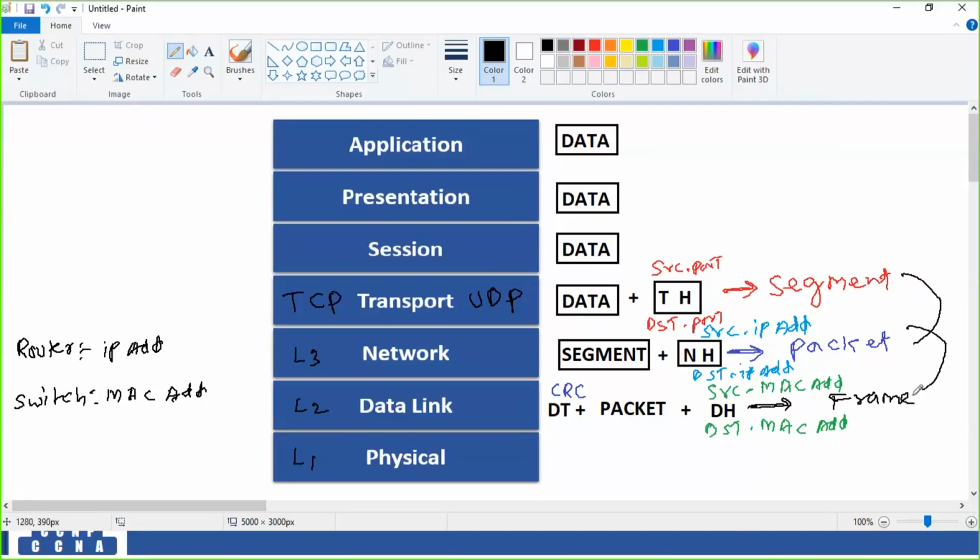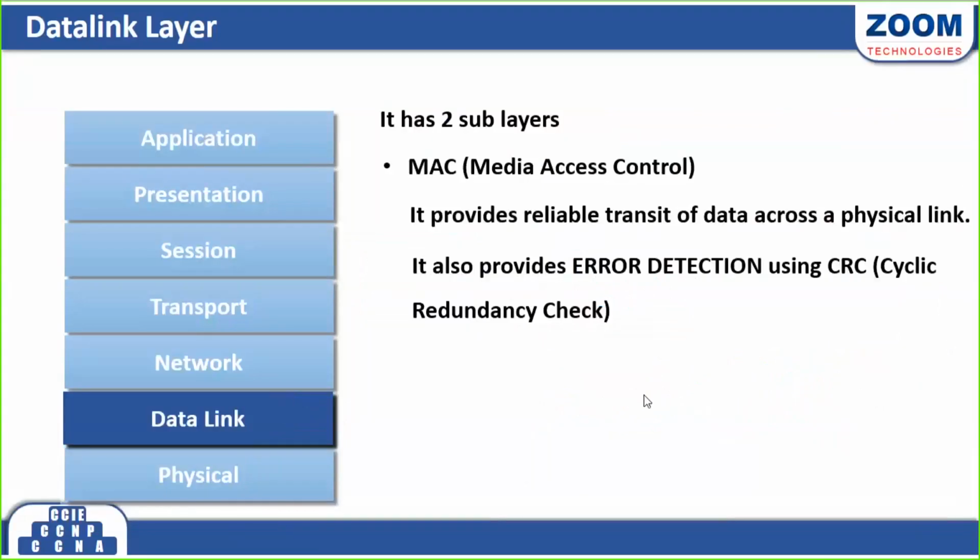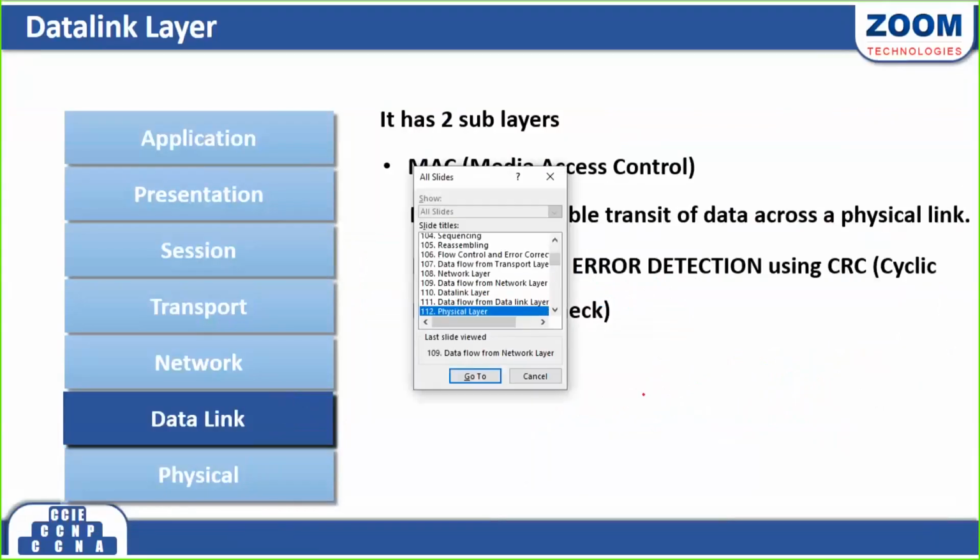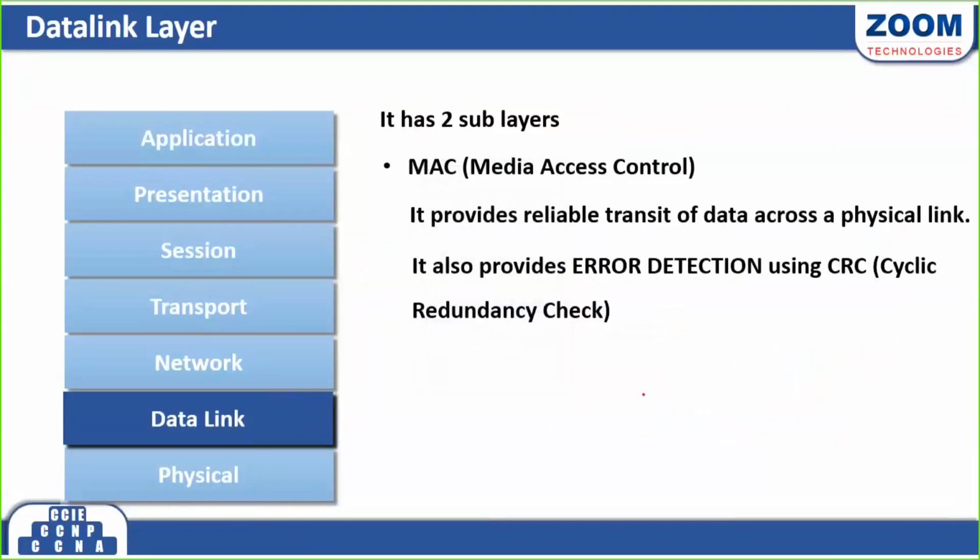Segment to packet, packet to frame. So frames are generated in the data link layer by adding the data trailer and data header to the packet. So this is what exactly happens in the data link layer.